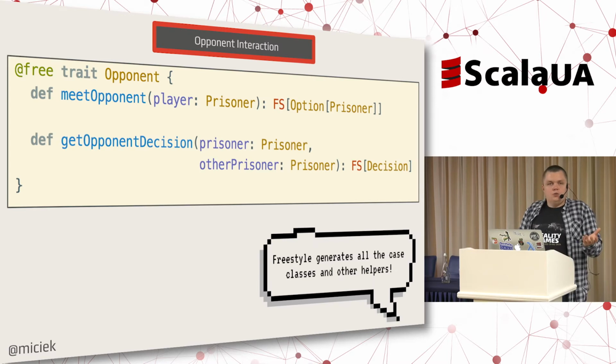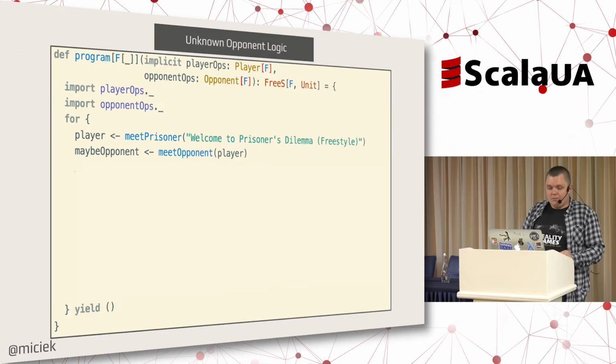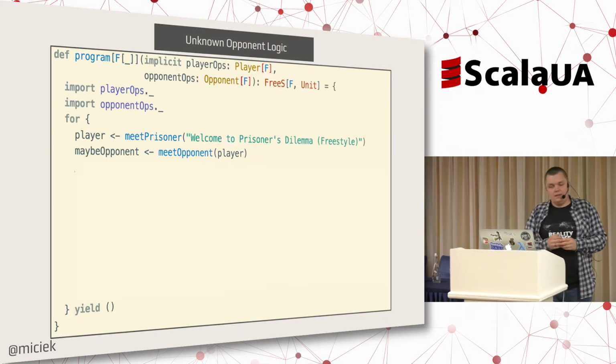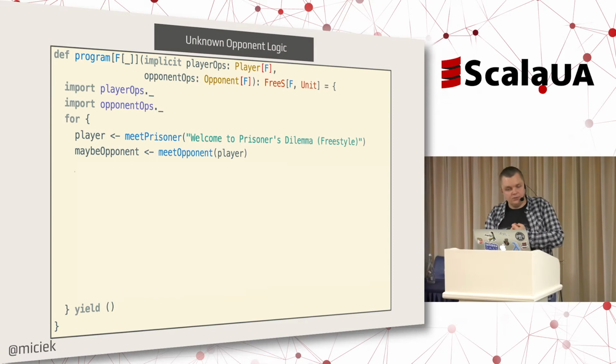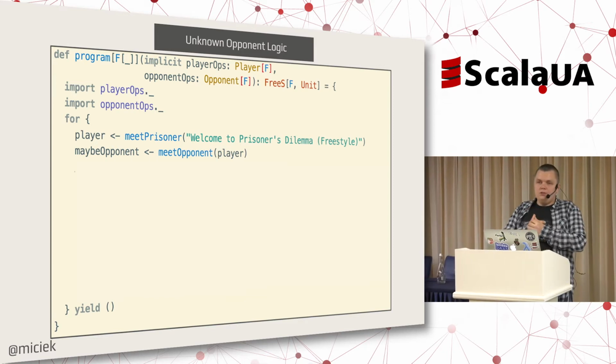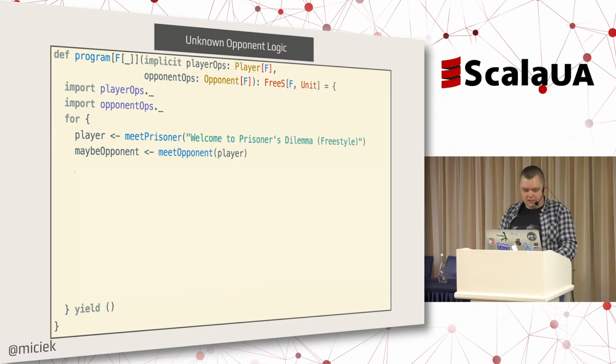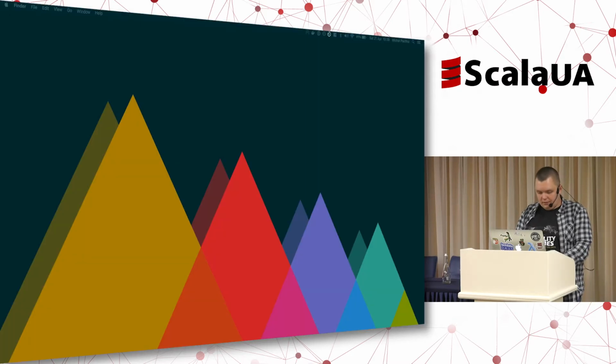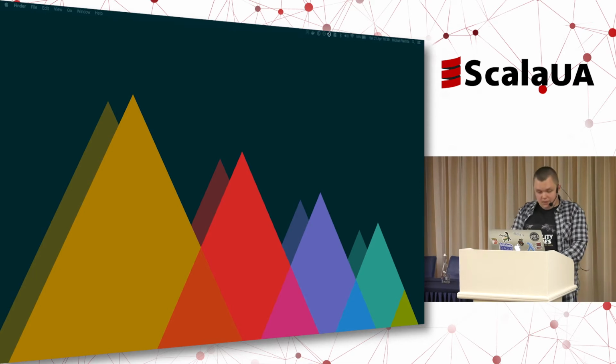So we need a new set of operations to play with an opponent. So meet opponent and get opponent decision. These are the 2 operations that we will need in order to create this program. Okay, and the program itself will look like that. So we will first need to meet the prisoner, then we'll need to meet the opponent, and then there is this blank that I want to fill in right now.